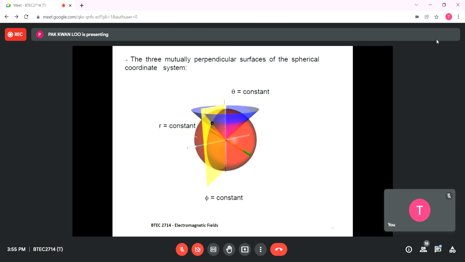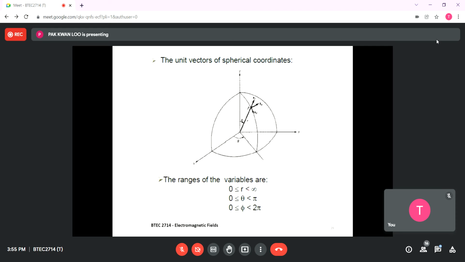So the limits of r, the radius for spherical, range from 0 to infinity. Theta is measured from the top z axis down to the negative z axis, which is 180 degrees. And phi is the same as the cylindrical one, which is 0 to 2 pi. That is the range for phi. And of course, the unit vectors are r cap, theta cap, and phi cap.